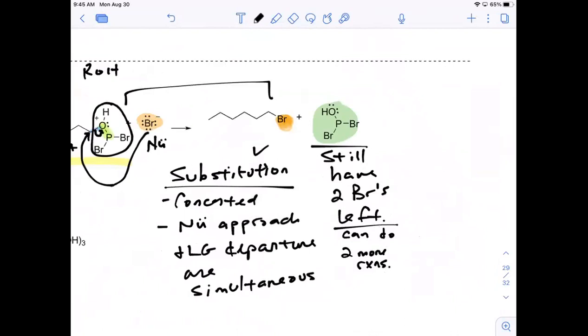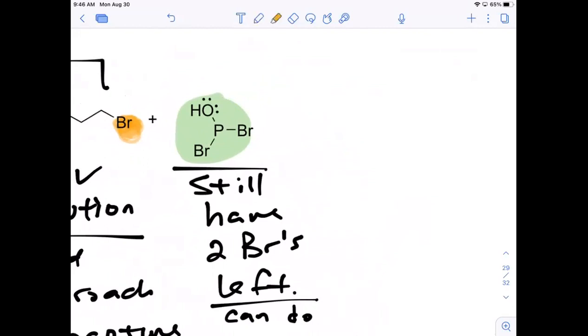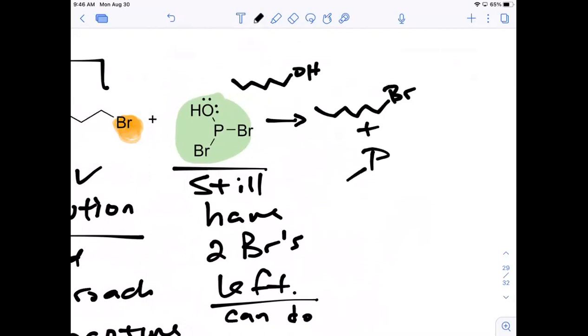Does that make sense? Yes. So I could take this PBr3 or PBr2OH and react it with another molecule of that alcohol, and I would get this plus POHBr through the exact same mechanism.